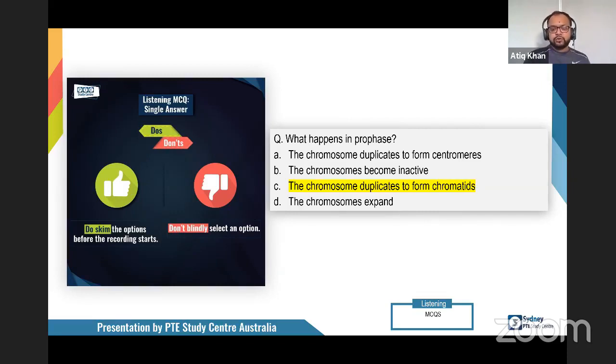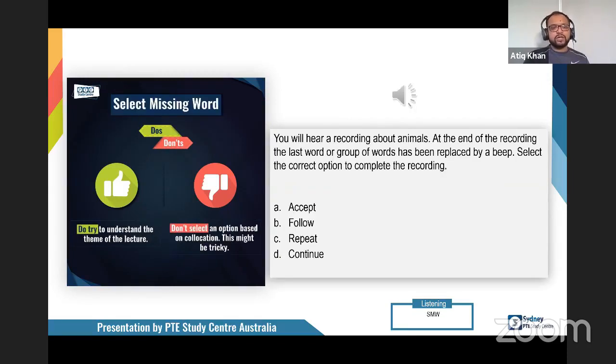We go on to the next question type, which is select missing words. And I really want you to understand the do's and don'ts in this one, because just simply focusing on the do's and don'ts would be enough information for you to answer this question type. Because again, just like multiple choice single answer, this one does not have that much weightage. So we just simply want to know what's that one thing we should do and what's that one thing we should avoid. So while you're answering select missing word, do try to understand the theme of the lecture.